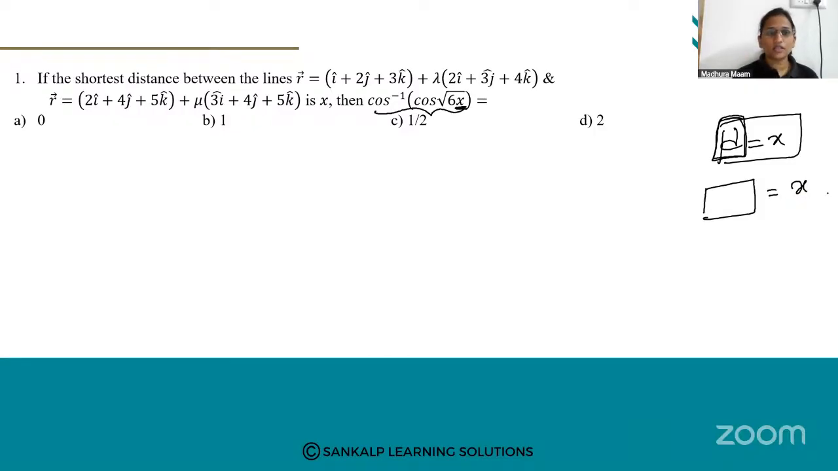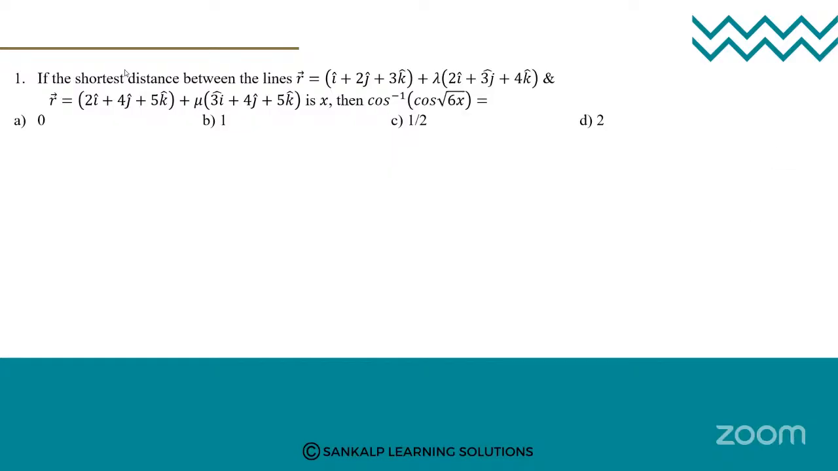If the shortest distance between the lines is x, then d equals x. We can easily find d here, because two equations of lines are given, right? So we will start doing it one by one. So this is your A1, B1, this is your A2, B2. Okay, so I will do certain values here directly.